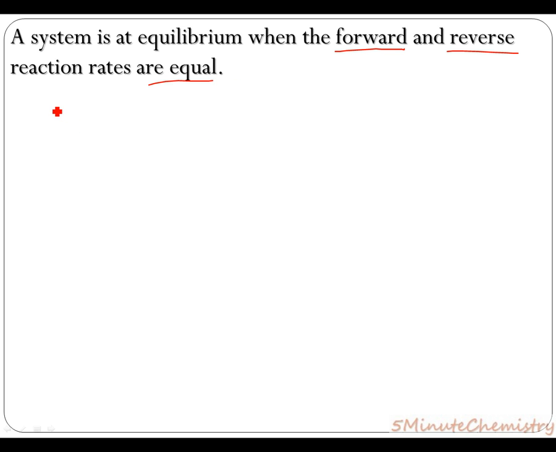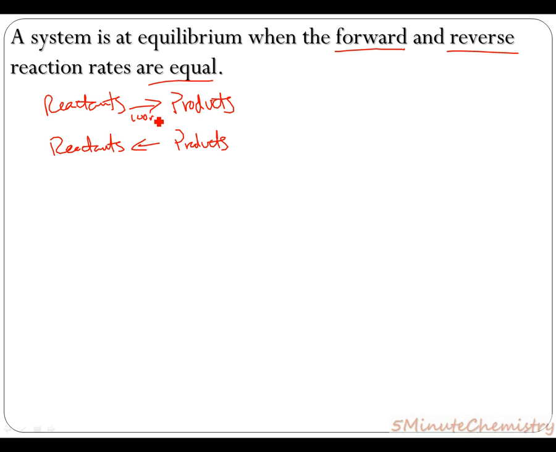So this is saying that if I have a reaction, reactants forming products, this is the forward reaction. And at the same time, I have products that are forming reactants. So what we're saying is this is a reversible reaction. Equilibrium is when the rate of the forward reaction, let's say it is 100 reactions per second, is the same as the reverse. There are 100 reactions per second going the opposite way.